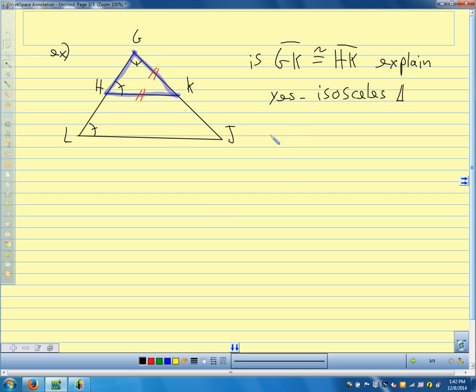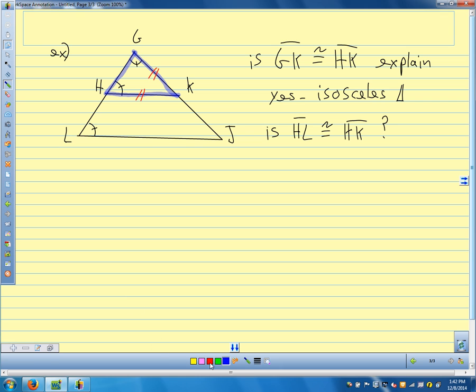Now let's do one more question here. Is HL congruent to segment HK? And we want to explain that one as well. So let me highlight those. There's HL, and there's, did I say HK? Yeah, I want KJ.